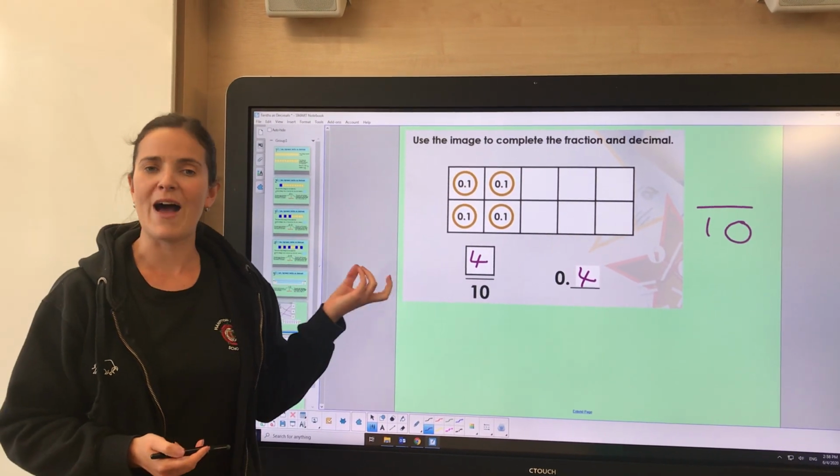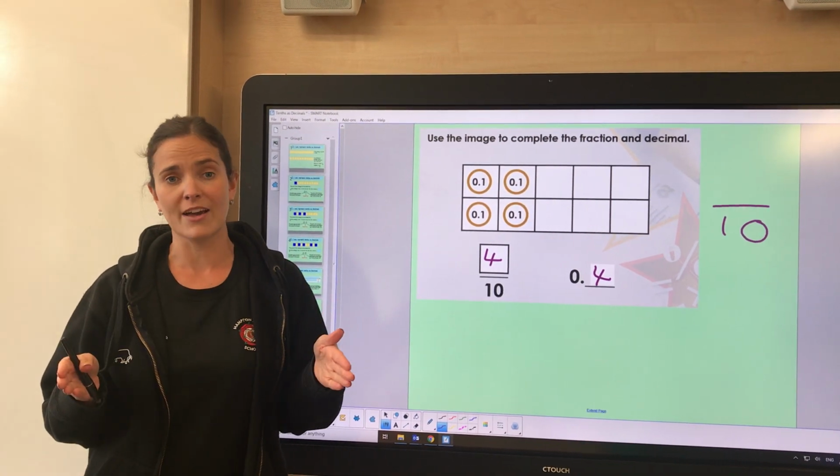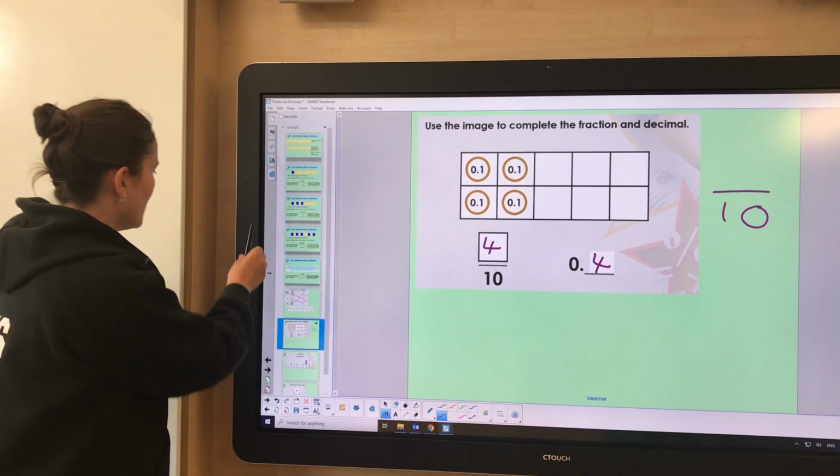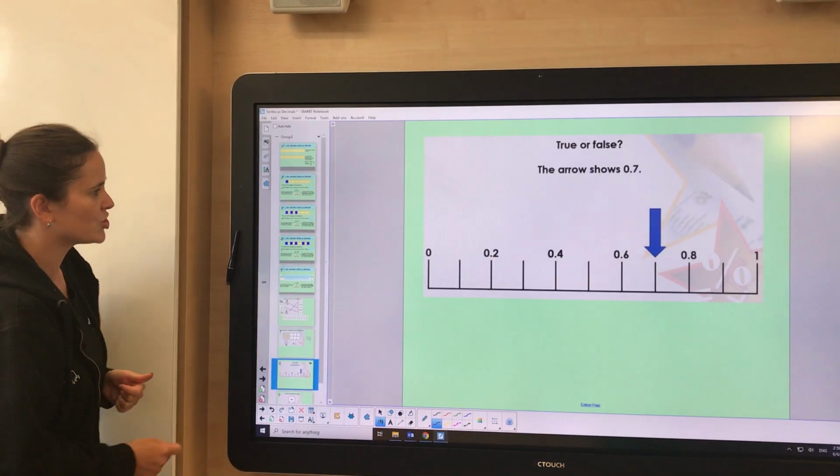If you're not too sure about that, you can go back and look at the number line and hopefully you'll be able to see the pattern there a little bit more clearly. Right, I have got 2 more to show you.